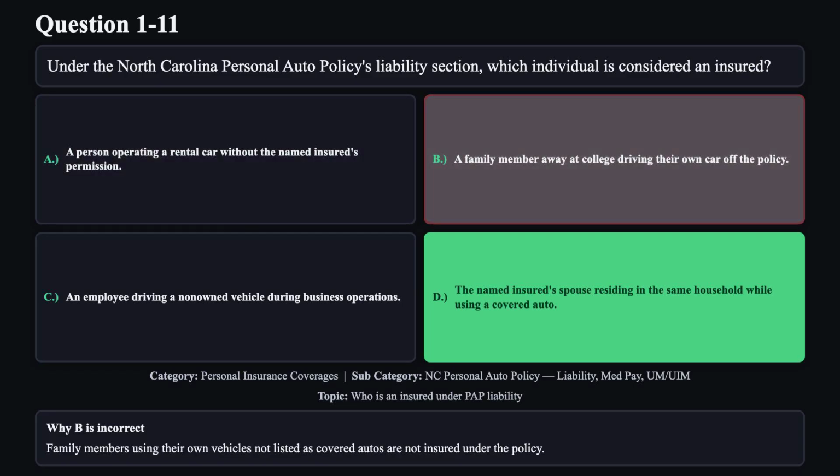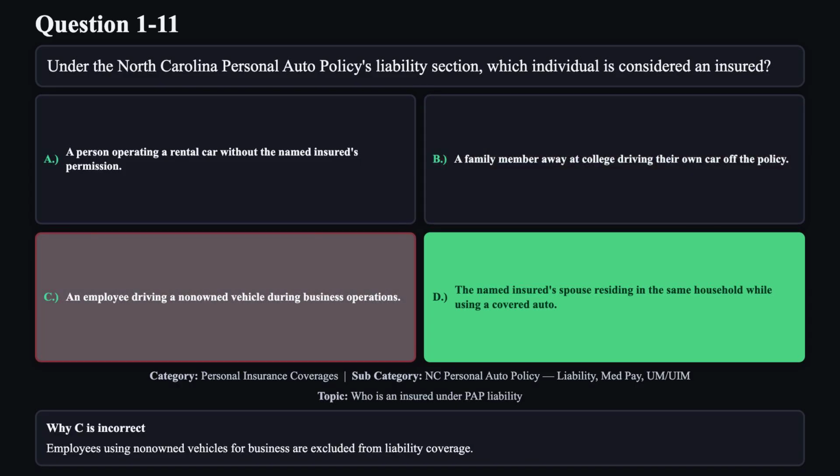Reason B is not correct. Family members using their own vehicles not listed as covered autos are not insured under the policy. Reason C is not correct. Employees using non-owned vehicles for business are excluded from liability coverage.